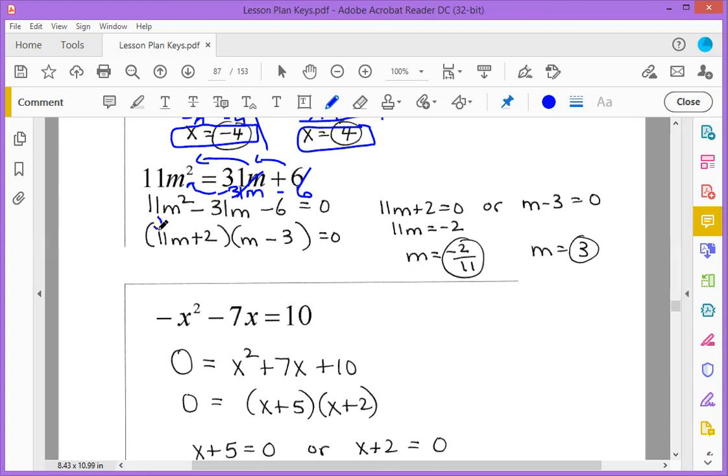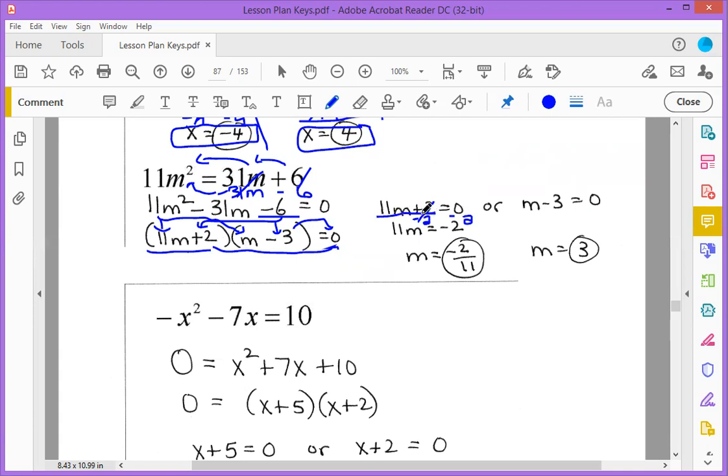Now we're going to factor this 11m squared using 11m and m. And we're going to factor this minus 6 using positive 2 and negative 3. Once we get our two factors, we're going to set each of these factors equal to 0 and solve the equation. So this first factor, 11m plus 2, we wrote over here, 11m plus 2 equals 0. We would solve by starting with the subtraction. We're going to subtract 2 from both sides of this equation.